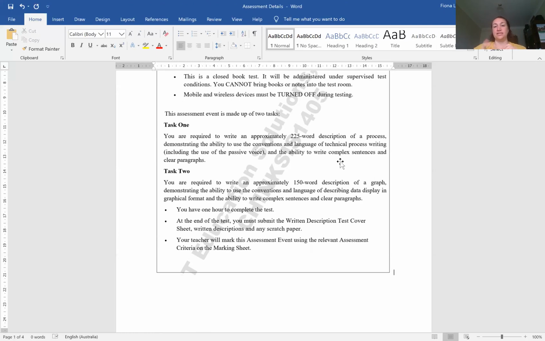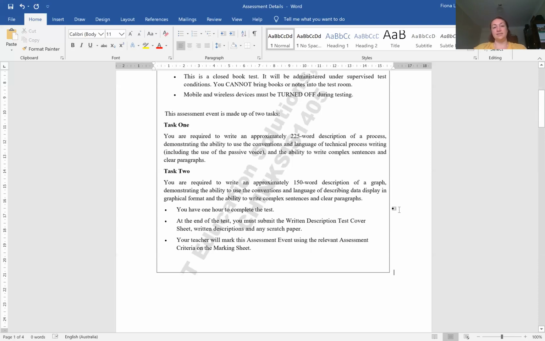I'll go into a bit more detail about that in a moment, but they are expecting you to be able to write an introduction and a conclusion with the process being in the middle. Task 2, you are required to write an approximately 150-word description of a graph, demonstrating the ability to use conventions of language of describing data displayed in graphical format, and the ability to write complex sentences and clear paragraphs. Okay.